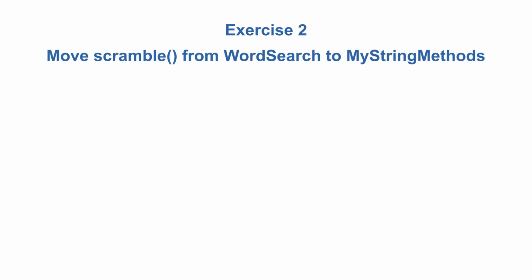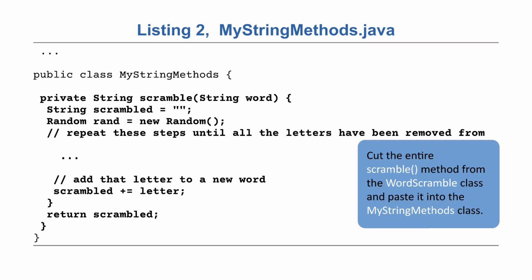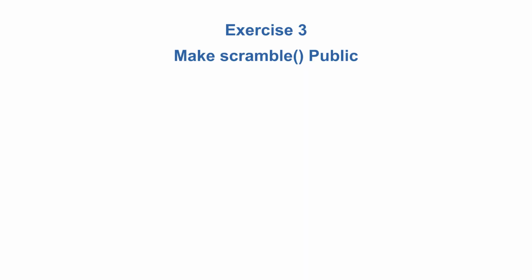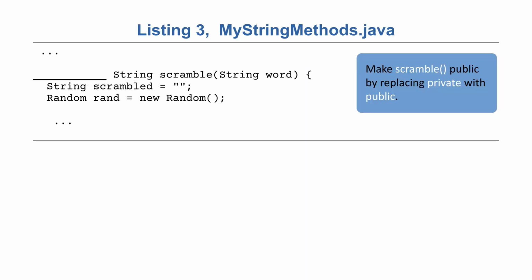Now, let's move the entire scramble method to its new location in MyStringMethods. Exercise 2. Move scramble from Word Scramble to MyStringMethods. Cut the entire scramble method from the Word Scramble class and paste it into the MyStringMethods class. The scramble method in MyStringMethods is declared as private. If you leave it as private, no other class can use it. Exercise 3. Make scramble public. Make scramble public by replacing private with public.